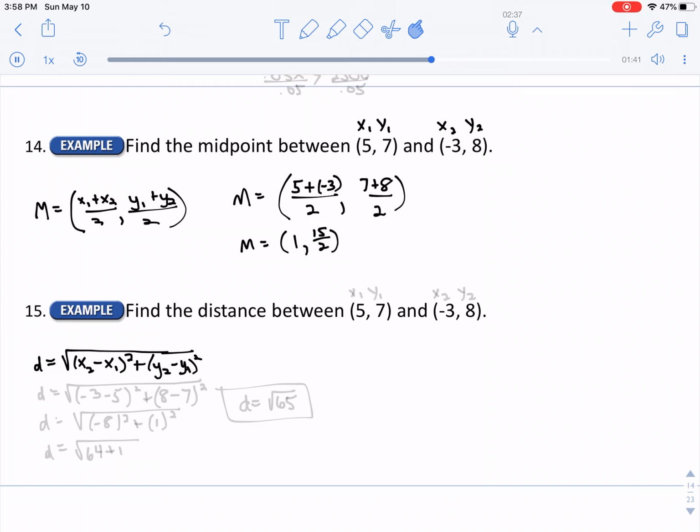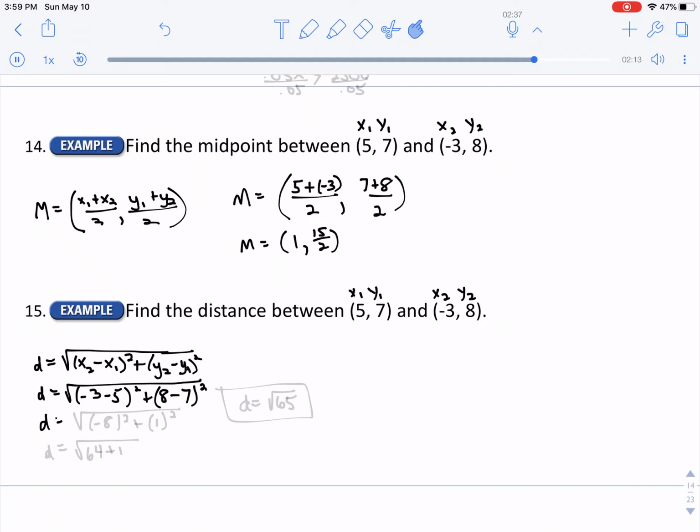All right, let's go to the distance formula. Again, this is our x1, y1, and our x2, y2. We're going to plug this into the distance formula, so we get the distance equals the square root of x2, which is a negative 3, minus x1, which is 5, the quantity squared, plus y2, which is 8, minus y1, which is 7, the quantity squared.